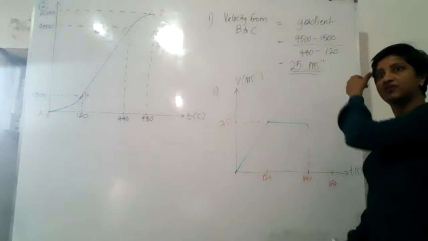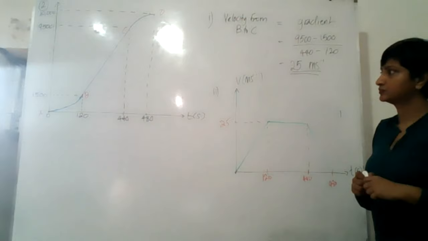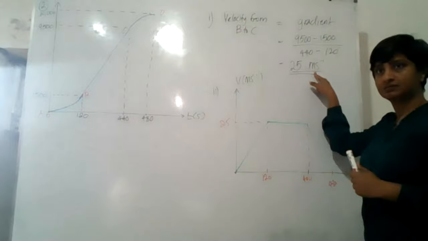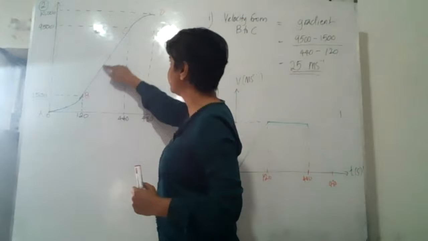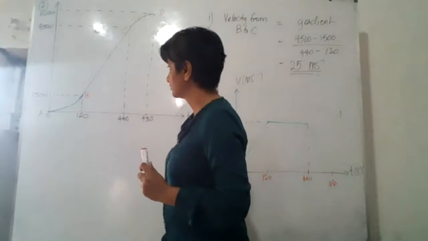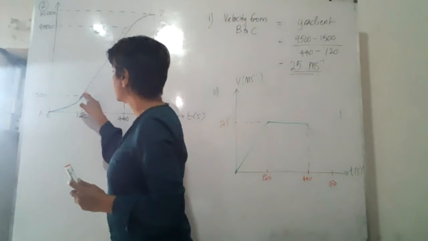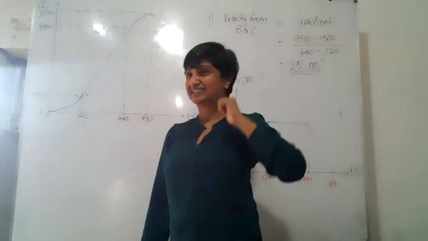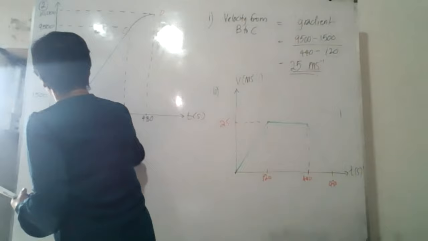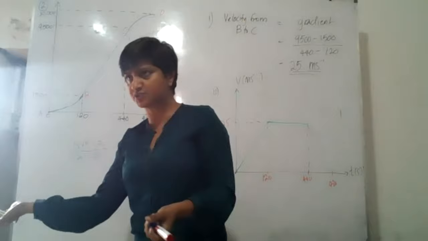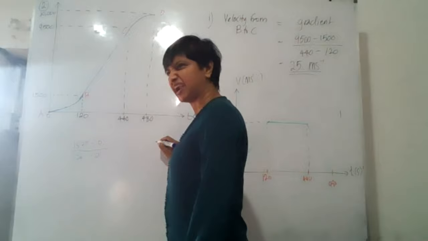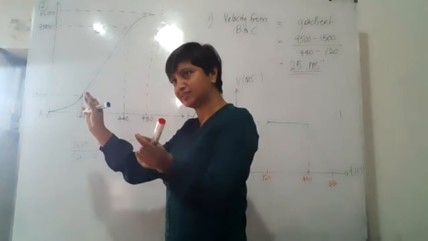Now, if you want to find the speed at B, then we should divide 1500. Speed at B is this, all the way from B to C, and at C it is also 25. From here the speed is 25, 25, 25. Can't we find it by dividing 1500 by 120? No, you can't. Then you would be thinking it's a straight line continuity. When you find a gradient, you have to have a y difference over an x difference. You need 2 points.